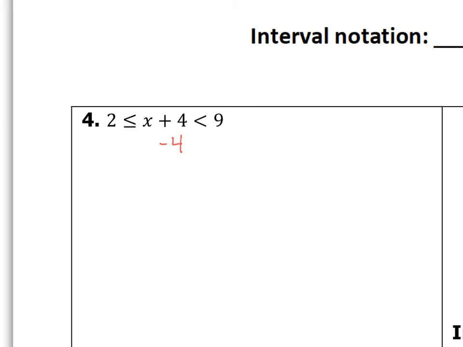Well, in a compound inequality like this, we have both a right and a left and a middle. So whatever I do in the middle, I need to do on the far right and on the far left. So I'm going to subtract 4 from 2 on the left and from 9 on the right. In the middle, x is going to be by itself. And now on the far left, I have 2 minus 4, which is negative 2. And on the far right, I have 9 minus 4, which is 5. So this is saying that x is between negative 2 and 5.